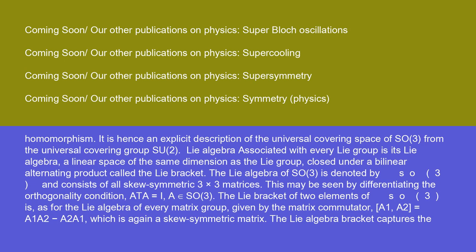To verify this, substitute for α, β the elements of the matrix on the RHS of (2). It is a homomorphism, and hence an explicit description of the universal covering space of SO(3) from the universal covering group SU(2).